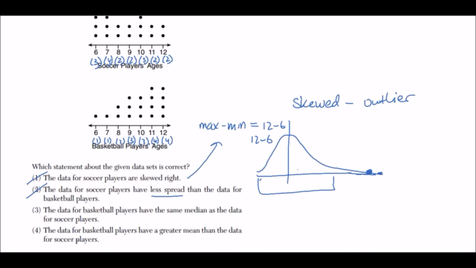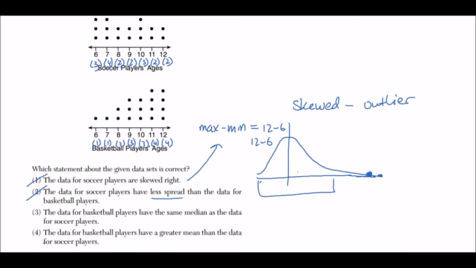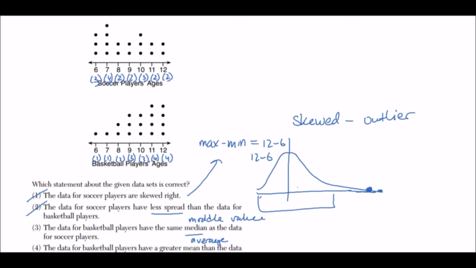Number 3, the data for basketball players have the same median as the data for soccer players. And number 4 says the data for basketball players have a greater mean than the data for soccer players. Now, the median is the middle value, and the mean is the average. We can list all the values if we want. For soccer: 6 three times, 7 four times, 8 twice, 9 twice, 10 three times, 11 twice, and 12 twice.